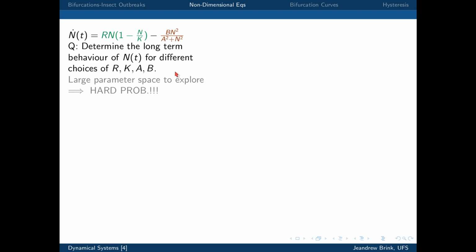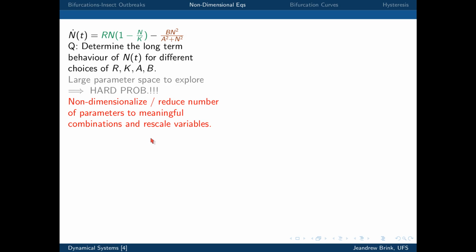Okay, so a 4 parameter space is a really hard problem. The first step we take is we try and simplify it. We can try and simplify it by what we call non-dimensionalizing. What that means is we reduce the number of parameters without reducing the complexity of the problem, because we analyze these equations and try to see if there's a way of combining parameters so that we don't change the problem at all, but we actually get a simpler equation to analyze. Okay, so we're going to reduce the number of parameters to meaningful combinations and rescale the variables.